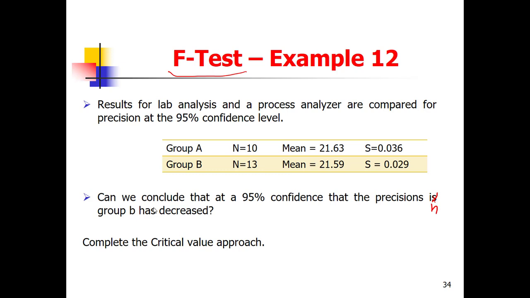So can we conclude that in this confidence level, precision in group B has decreased? No, we cannot conclude the alternative hypothesis. That's how we do this kind of exam.